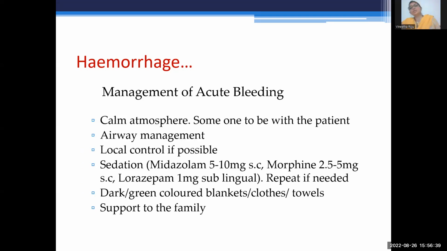Now, how do you manage acute bleeding? First and foremost, calm the atmosphere, because bleeding creates a lot of anxiety. So calm the atmosphere, someone has to be with the patient. So advise your staff nurse to be there next to the patient. And if the patient is having a hemoptysis or hematemesis, make sure that the airway is patent. You can probably position the patient laterally so that the airway doesn't get blocked.